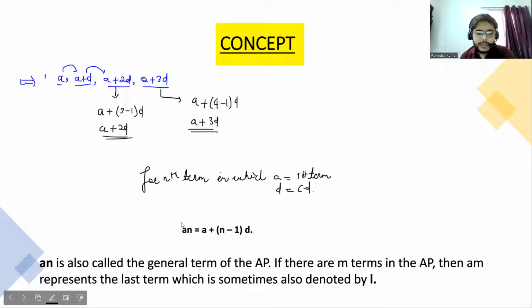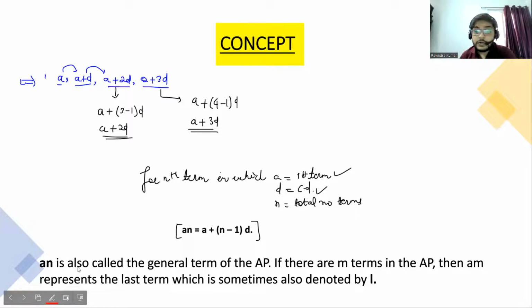So here we will get a_n = a + (n - 1)d. What is a here? It is the first term. What is n? n is the number of terms, the total number of terms. What is d here? It is the common difference, right? So this is our general form of AP.